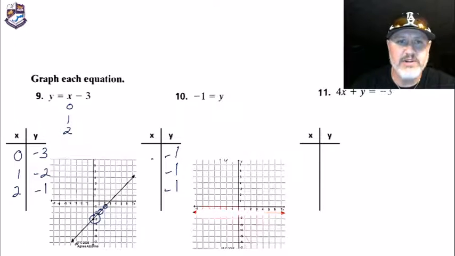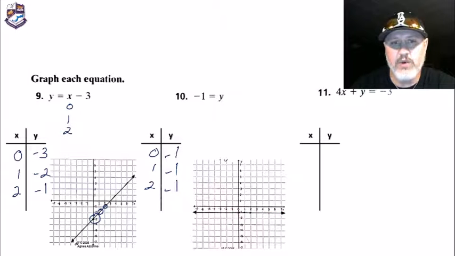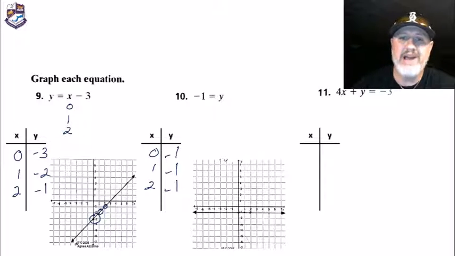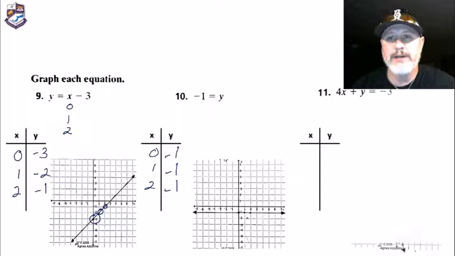And if you want to help yourself, you can put any value in for x. All right, but it's 0, -1, 1, -1, 2, -1. It's just going to be a horizontal line going through -1. Y is always equal to -1. That was tricky. All right, number 11.